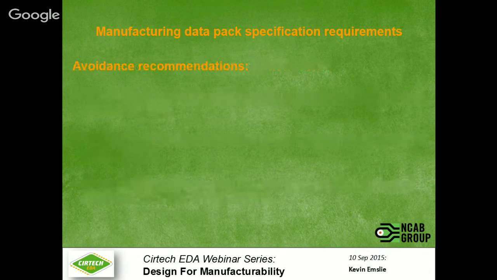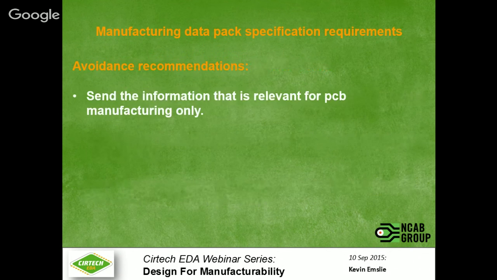Recommendations to try and avoid these types of issues from occurring. First of all, send the information that is relevant to the PCB manufacturing process only. So as an example, if your legend layers don't need to be on the PC board, then omit them from the data pack that is sent through for PCB manufacturing or for quoting. Avoid too much information. Information like assembly files, pick and place files, etc., aren't required for manufacturing, so those can be omitted.